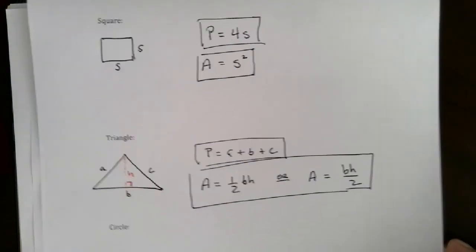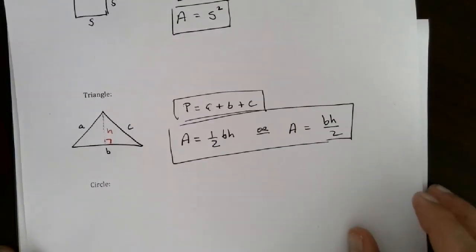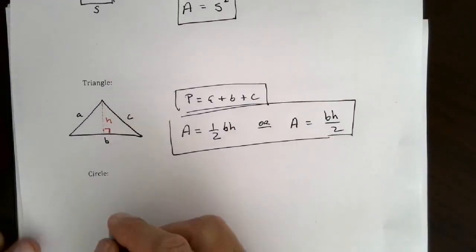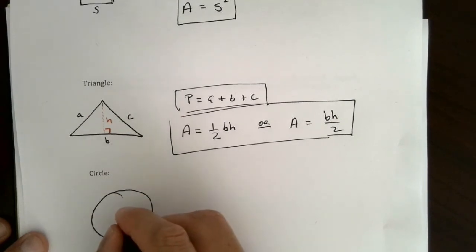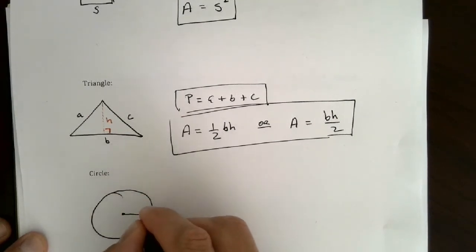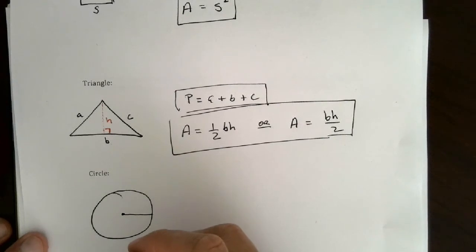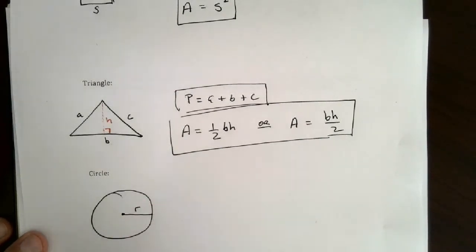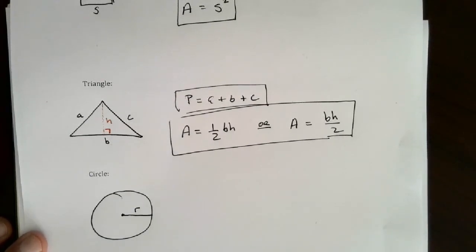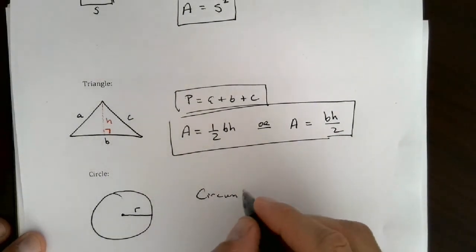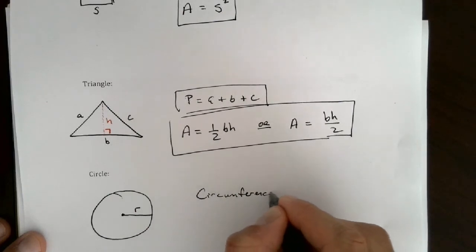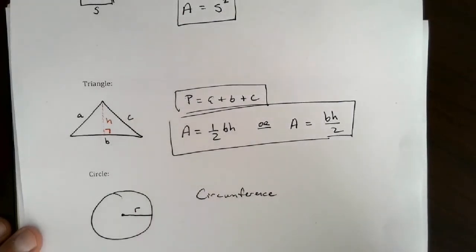The last one we'll look at here is for a circle. On a circle, it's round, and the distance from the center to the outside has a special name. We call that the radius, which I'll label with R. And perimeter has a special name for a circle. It's called the circumference. So if you hear circumference, that really means the distance around the outside of the circle.